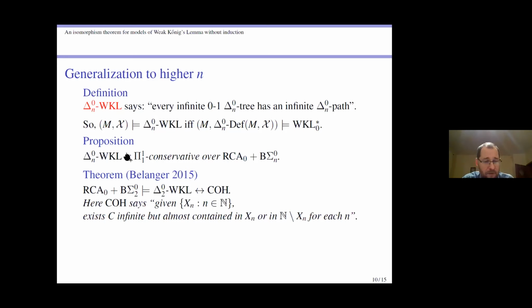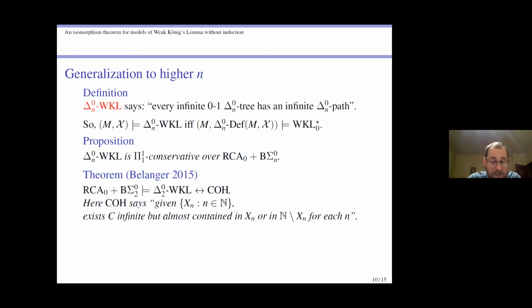This fact is worth knowing, this isomorphism theorem for models of Δₙ weak Kőnig's lemma, because this principle is Π¹₁ conservative over RCA₀ plus BΣ. So it's actually a meaningful and not particularly strong principle. The most interesting case, as mentioned, is where n equals 2. So models of Σ₂ collection and not Σ₂ induction. Here it's known, this was proved by an eternal preprint, like a never published paper, or at least not published so far, paper of David Belanger.